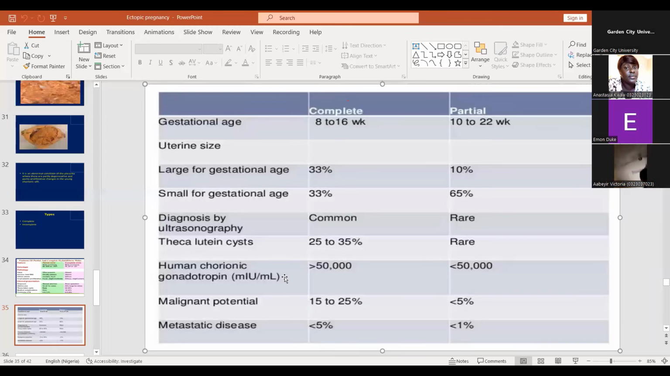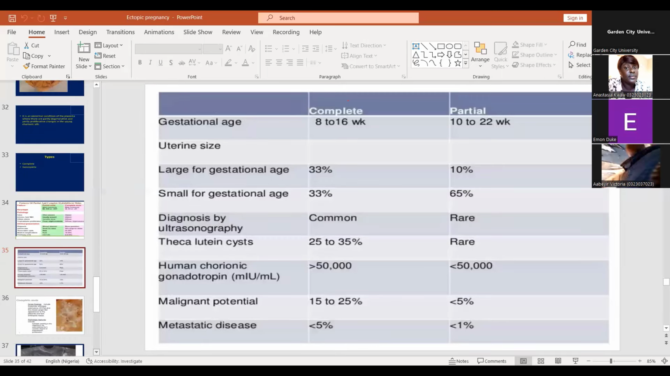Then human chorionic gonadotrophin is much in the complete. Because it is complete, it is more than 50,000 per mil, while for the partial it is less than 50,000. But when we talk about 50,000, that is high. And then malignant potential, you have 15 to 25% and just 5% in the partial. Then metastasis, less than 5% and less than 1%. As far as I am concerned, once metastasis sets in, it is a serious condition.